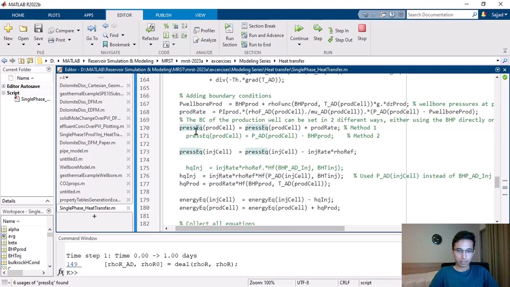This is for the pressure equation. We also need to add the boundary condition of the injection well to the pressure equation in this way. We have the volumetric rate of the injection well specified by the user. We multiply it by the density of the injected fluid. And so the mass rate of the injected water is calculated here, and we subtract it from the pressure equation of the injection cell.